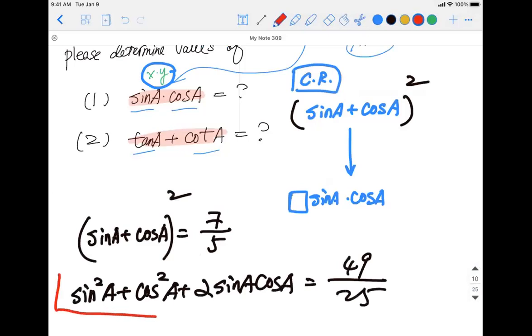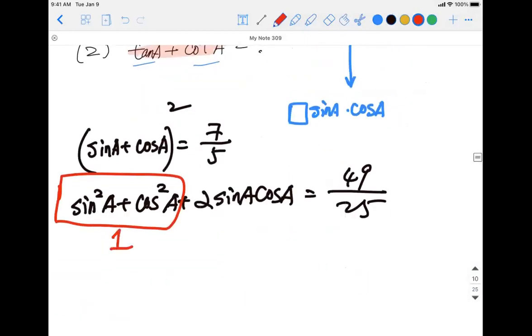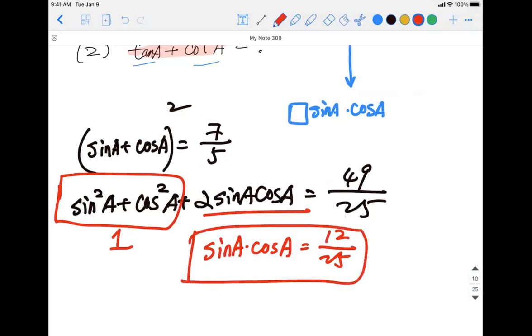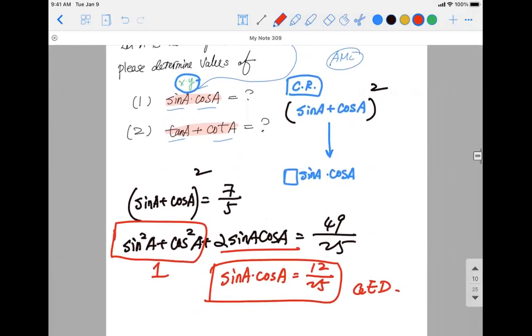Like I told you, there are only two things I want you to remember for trigonometry basics. One is sine squared A plus cosine squared A equals 1. The other is sine A over cosine A equals tangent. So that part will equal 1. Therefore, sine A times cosine A will equal 12/25. That's it. So easy, right? Even though it is easy, try to remember, this is extremely important.